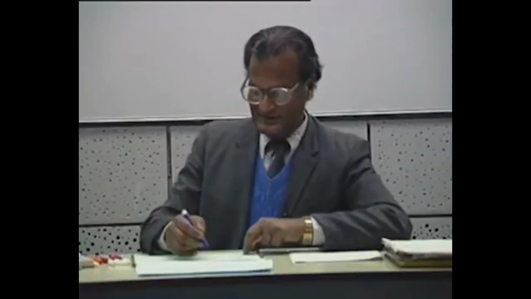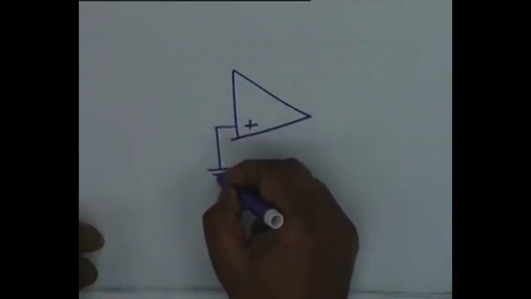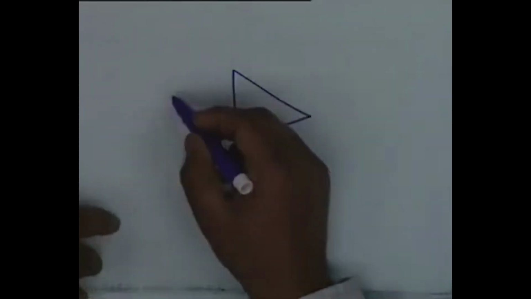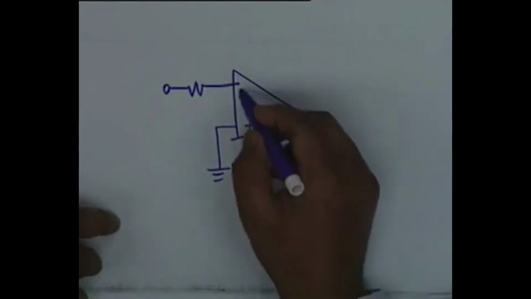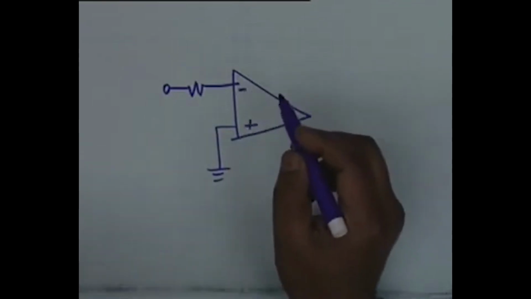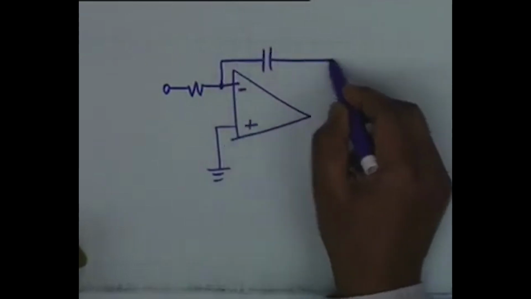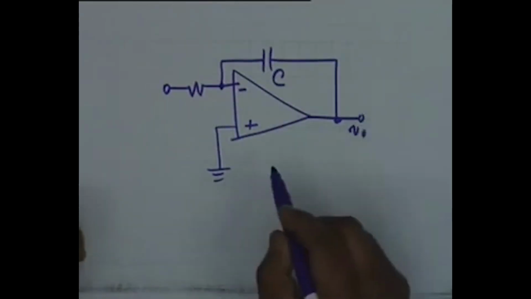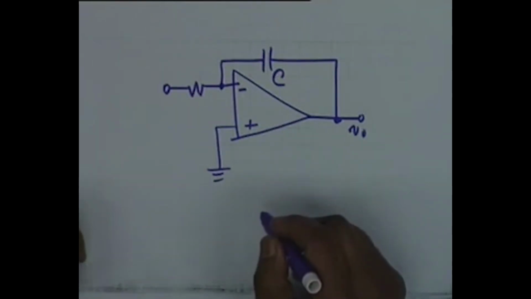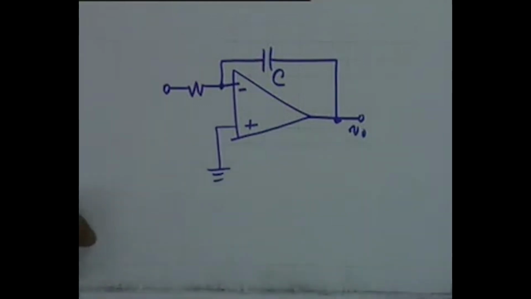Let us see how this is done. We have an op-amp. Once again, the inverting terminal is grounded. To the non-inverting terminal now you apply a resistor and in the feedback path you insert the capacitor C. This is V0. So we applied to the inverting terminal. Inverting terminal, that is correct. We apply to the inverting terminal, not to the non-inverting terminal, no.